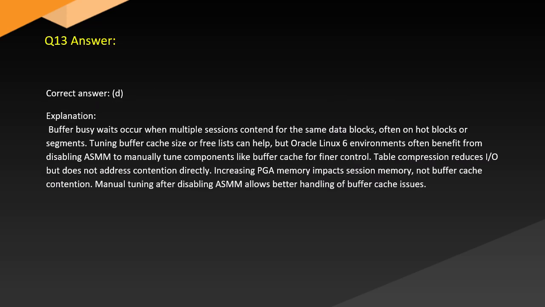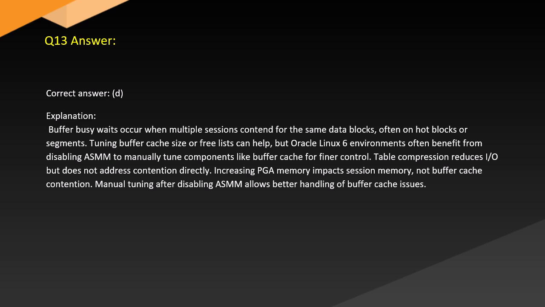Answer. Correct answer: D. Explanation. Buffer busy waits occur when multiple sessions contend for the same data blocks, often on hot blocks or segments. Tuning buffer cache size or free lists can help, but Oracle Linux 6 environments often benefit from disabling ASMM to manually tune components like buffer cache for finer control.